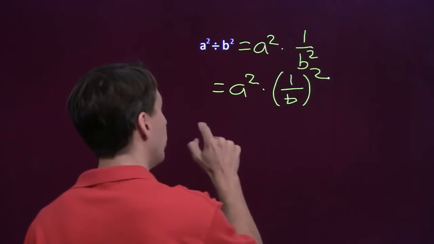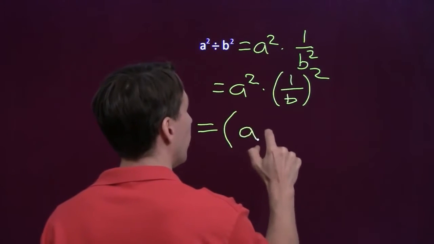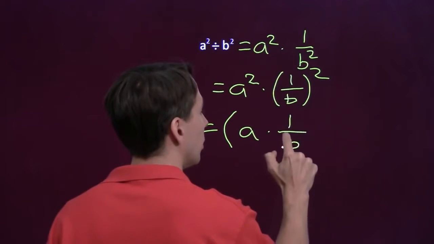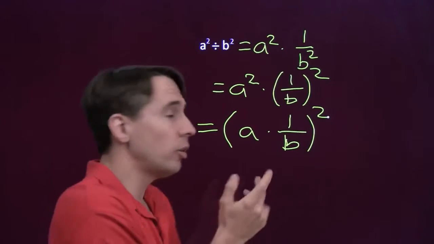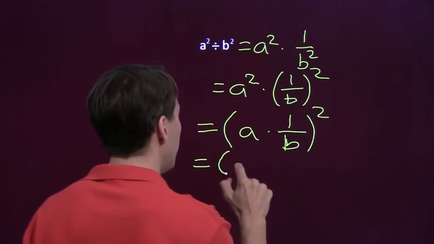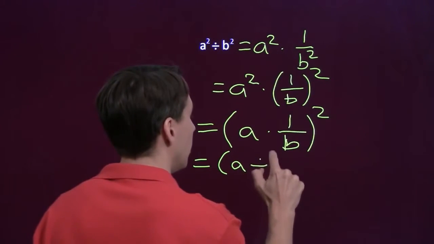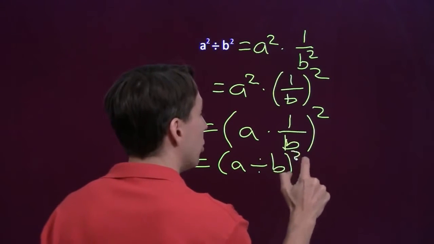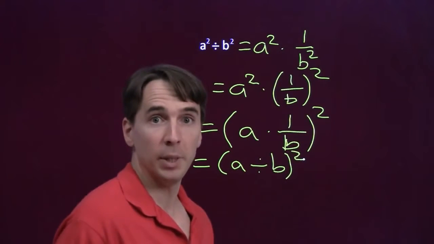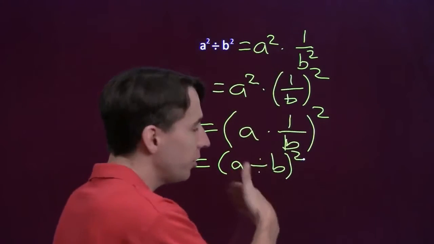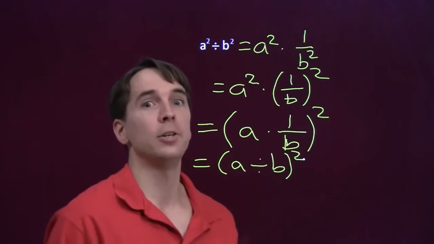Product of squares, we know how to deal with that. Square of a product. And look at that product. A times the reciprocal of b, that's just a divided by b. And sure enough, you take a squared, you divide by b squared, you get the square of a divided by b.